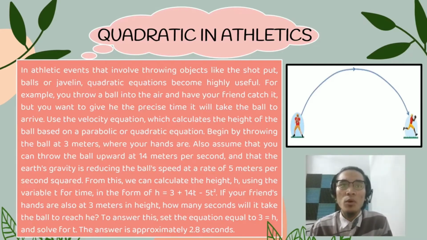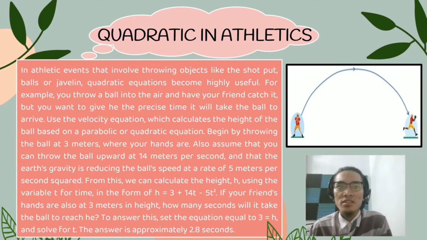Begin by throwing the ball at 3 meters, where your hands are. Also, assume that you can throw the ball upward at 40 meters per second, and that the Earth's gravity is reducing the ball speed at a rate of 5 meters per second squared. From this, we can calculate the height using the variable t for time in the form of h equals 3 plus 14t minus 5t squared.